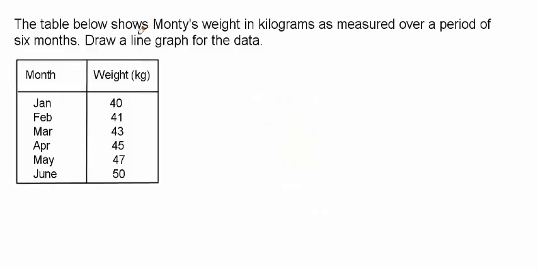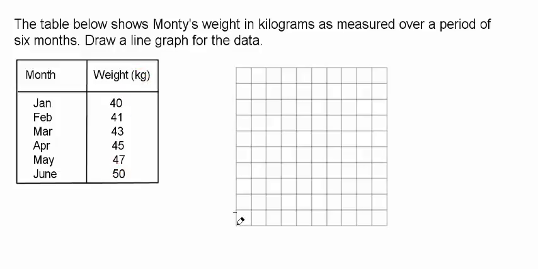The table below shows Monty's weight in kilograms as measured over a period of 6 months. Draw a line graph for the data. So we have the months on one side, January through June, and Monty's weight in kilograms on the other side. And like we did on the other one, we have the months on the x-axis. The time is always expressed on the x-axis. And Monty's weight in kilograms on the y-axis.